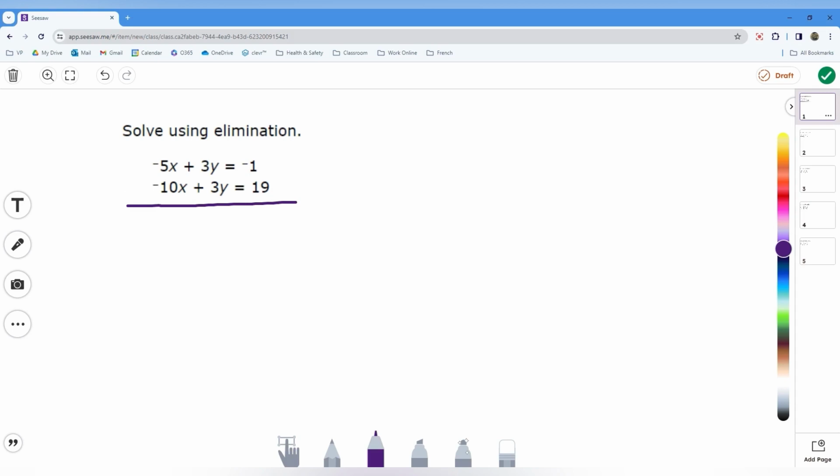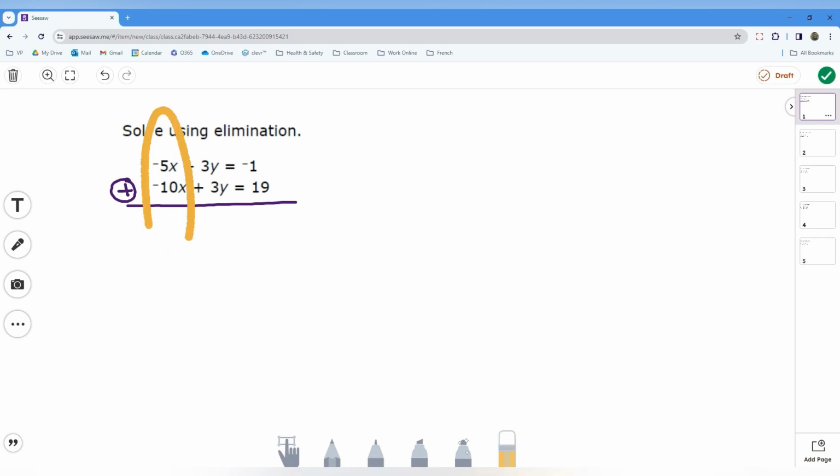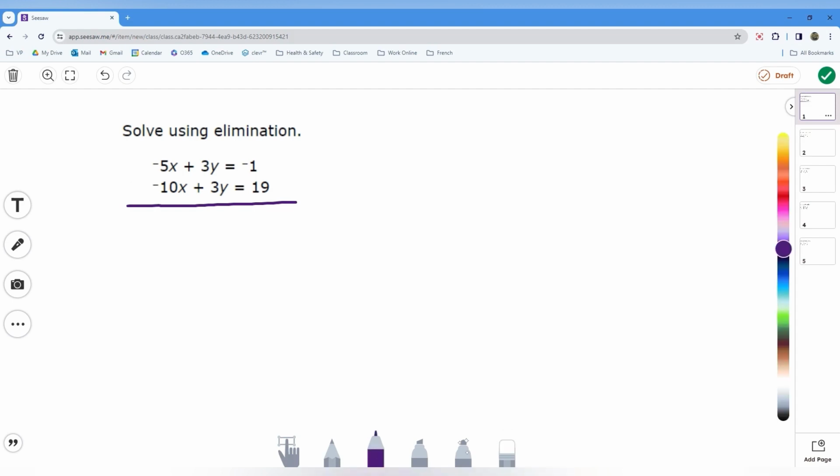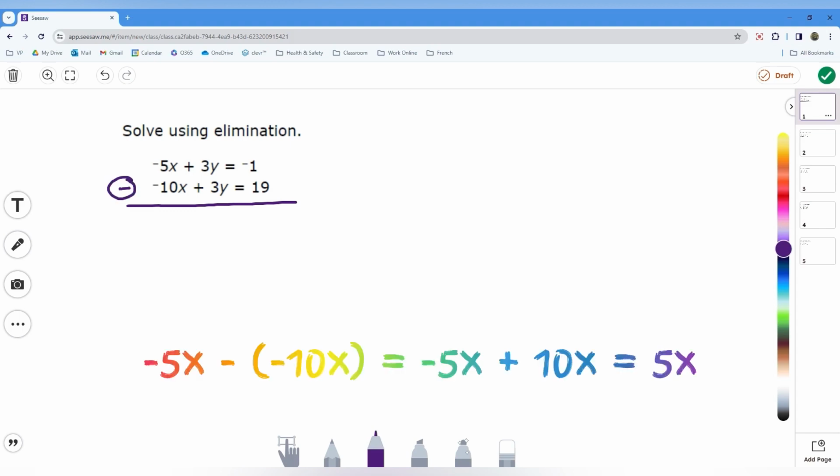cancel. If I were to decide to use addition, notice then I would have 3 plus 3, which is 6y. That is not going to cancel. And adding minus 5 to minus 10 is also not going to cancel that because that would turn into negative 15. So I know that what I should be doing is subtracting. If I were to have minus 5 and subtract a negative 10, remember when you subtract a negative number, that actually turns into addition. So this is going to become 5x.